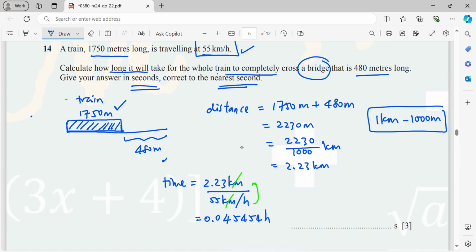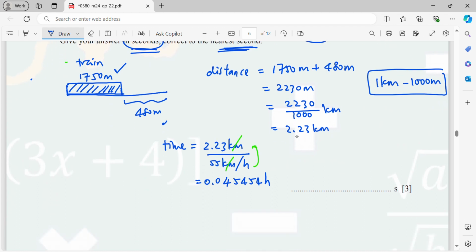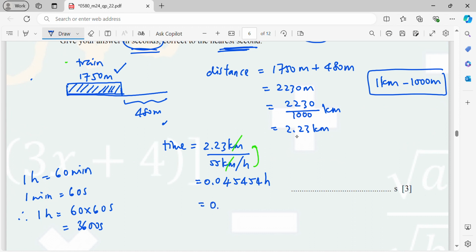So here I give more decimal places because you need to leave your answer in seconds, not the hour. Okay, in seconds, and correct to the nearest second. So now we know that 1 hour is 60 minutes, right? 1 minute is 60 seconds. That means 1 hour will be 3600 seconds. So now this is going to be 0.045454 times 3600 seconds.